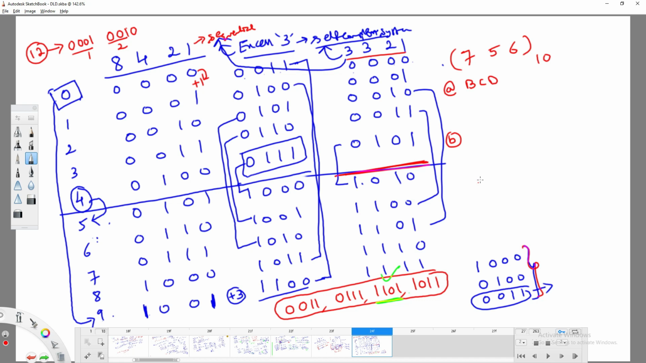Conversely, I can call. So can I write Excess-3 also? You can write 3321. You can write it for the binary number system. So tell me, what is the answer for the BCD of 756?